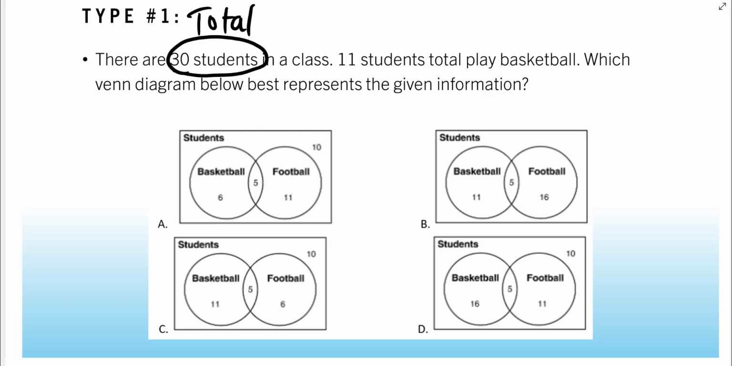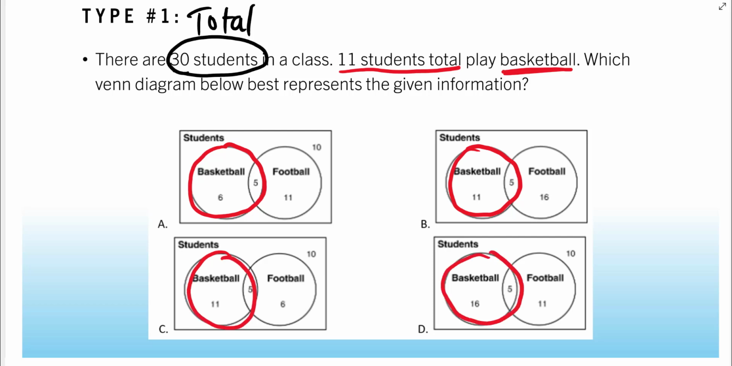Okay, the next part says 11 students total play basketball. Okay, so we're talking about basketball, and that's 11 students total. That means it should be the full circle of basketball. So we're going to circle the full circle of basketball. So we need to add the two numbers together. So en este caso, porque está preguntando sobre el total de estudiantes que practican basketball, eso significa necesitamos sumar los dos números en las dos secciones.